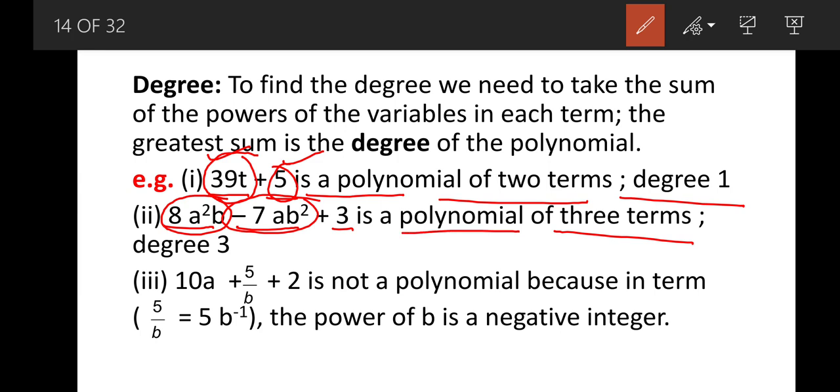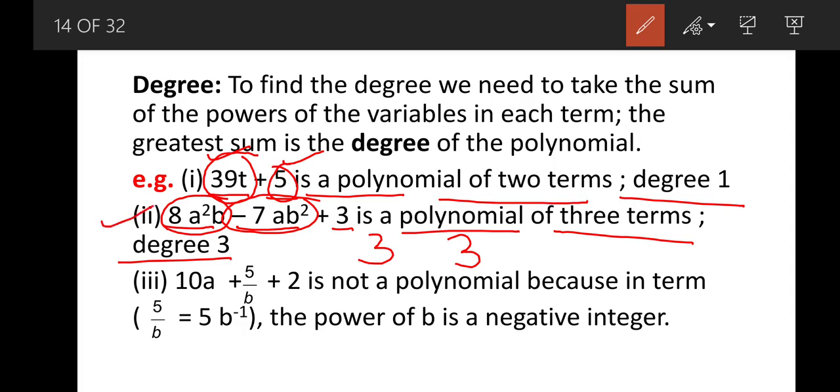Now how to find the degree? In the first term, what is the sum of the powers of the variables? It is 3. a is 2, b power is 1. So 2 plus 1 is 3. Now if I talk about second term, what is the power of a? 1. What is the power of b? 2. So total is 3. So the degree is 3 only. Though the sums of the powers of both the variables in both the terms are equal, the degree is 3. Now we have understood this second example.